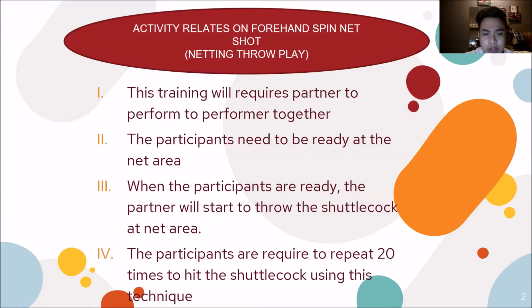Next, the participant needs to be ready at the net court area, and when he is ready, the partner will start to throw the shuttle at the area of the net, and the participant needs to hit the shuttle and avoid missing it. Lastly, the participant needs to hit the shuttle 20 times. After finishing 20 hits, they need to switch positions.